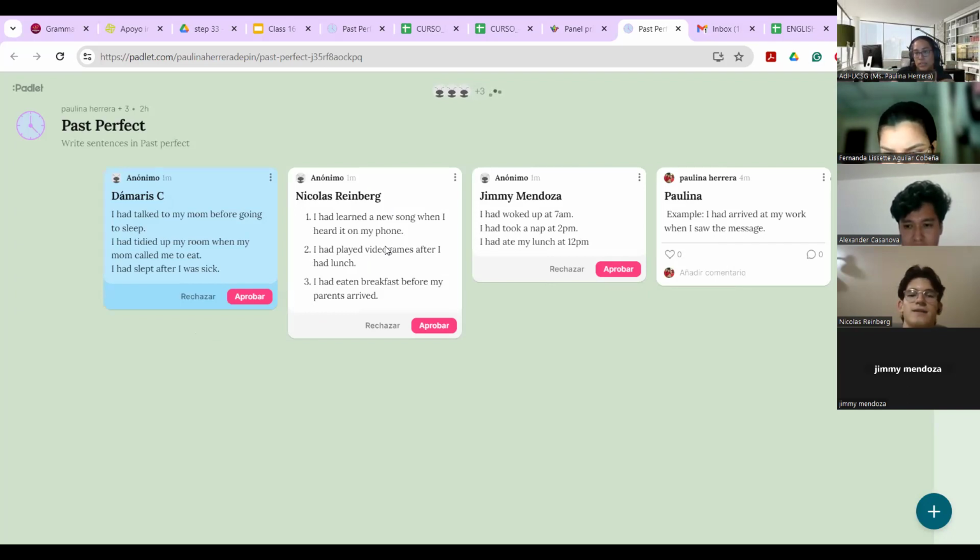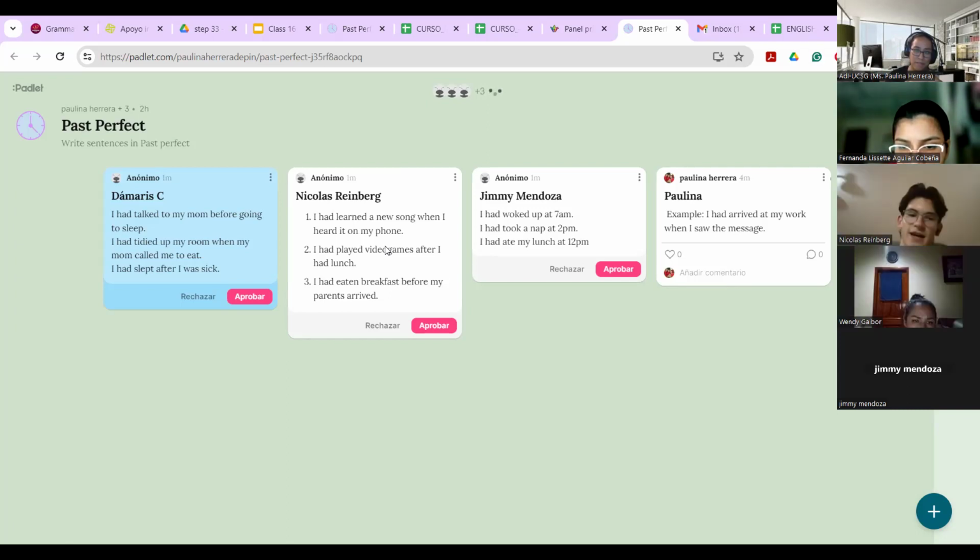So if I read your sentence and it says I had learned a new song when I heard it on my phone, it tells me that first you learned the song and then you heard it on your phone. But I guess that maybe it was the opposite. First you heard it on your phone and then you learned the song on the guitar. Yes. So in this case, you say, I learned a new song that I had heard on my phone. So in that case, first I hear it and then I learn. Okay, I got it.